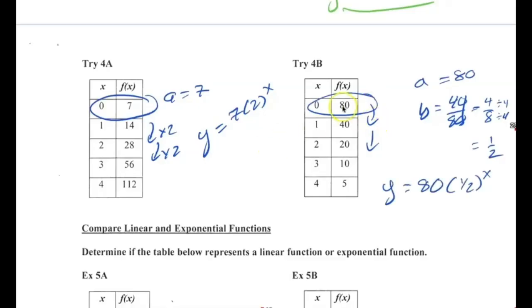So again, your b is what you're multiplying by. You know we're dividing by 2, but you can't put divided by 2. You have to put in multiplication, times 1/2.